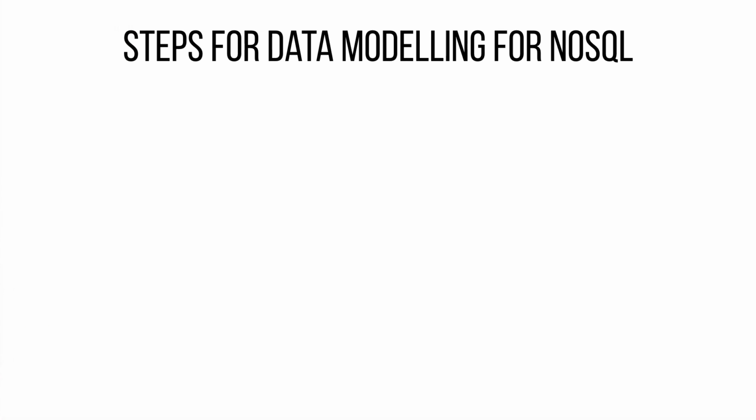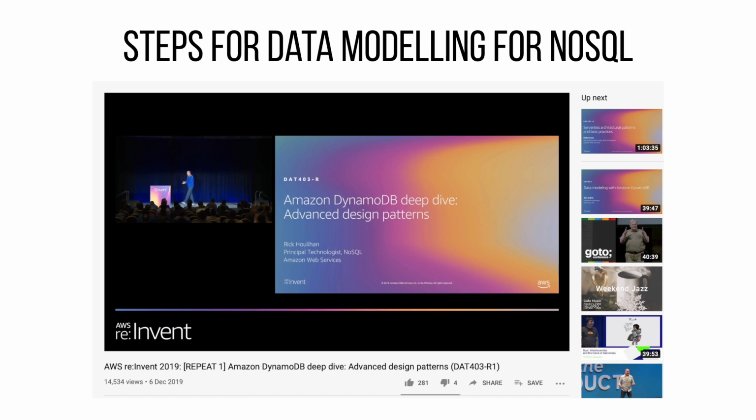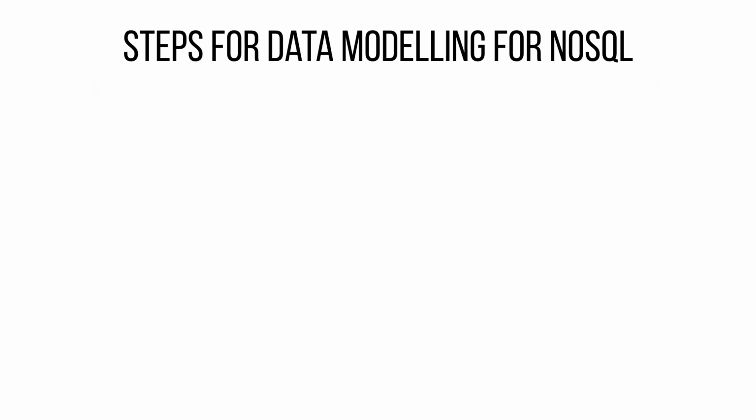So in one of my favorite talks of re:Invent of all time, Houlihan talks about the steps for modeling the data for NoSQL databases and more precisely for Dynamo. So we are going to look at these 4 steps because I think they are very good steps and I use them in one way or another when I'm doing DynamoDB modeling. And we are looking at these steps during this video one by one and trying to model our data.